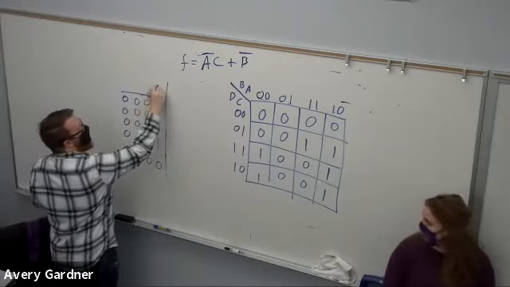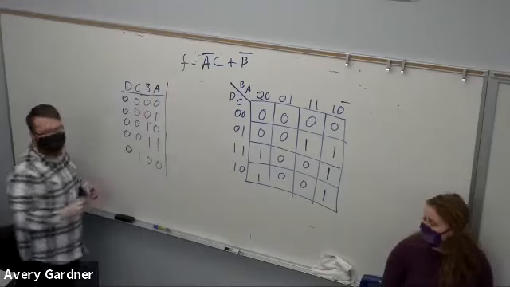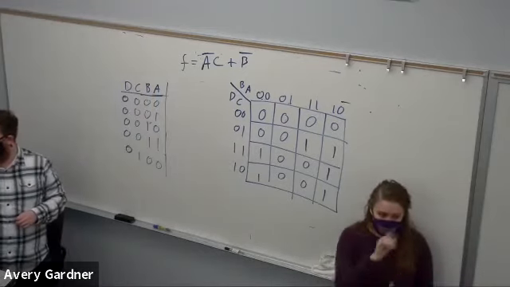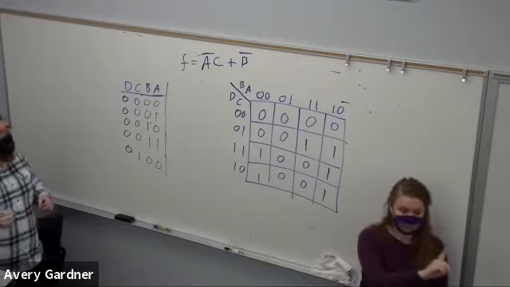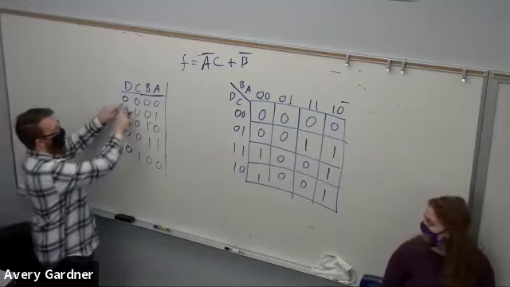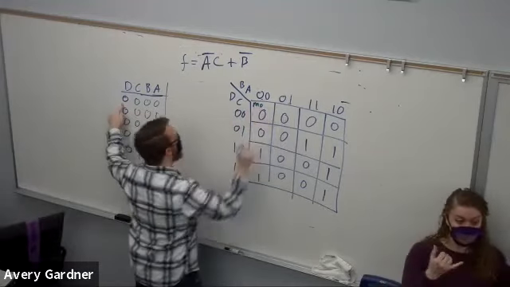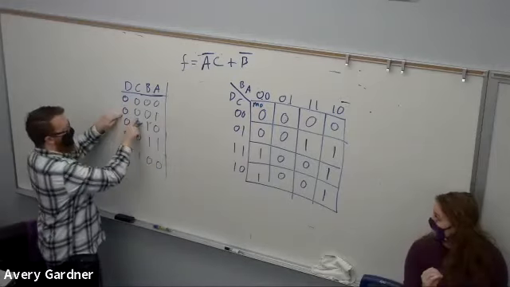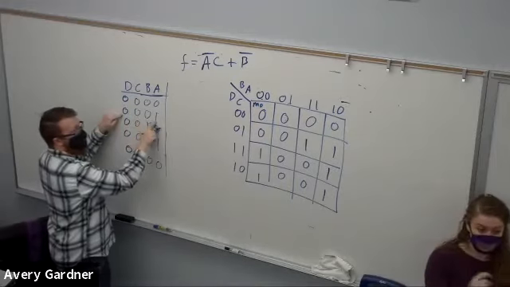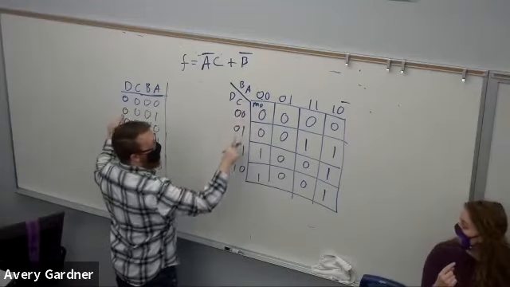So I would like my truth table to look like this. A, B, C, D. And then what that means is if I have 0, 0, 0, 0, this is still M0. Then 0, 0, 0, 1.